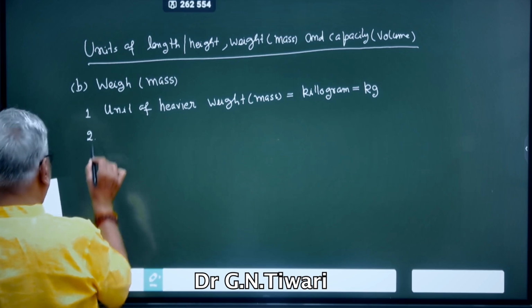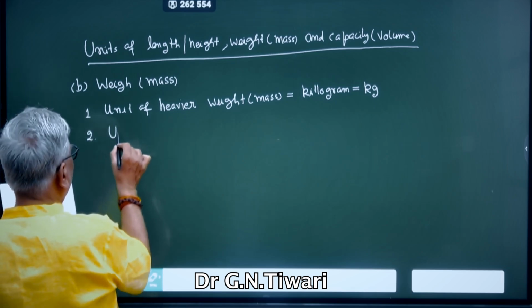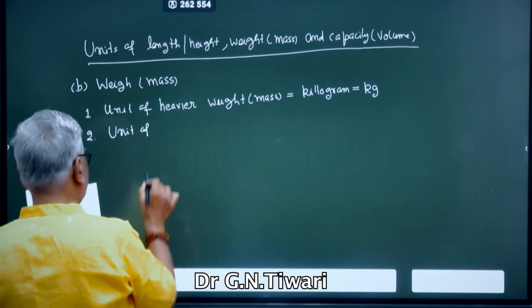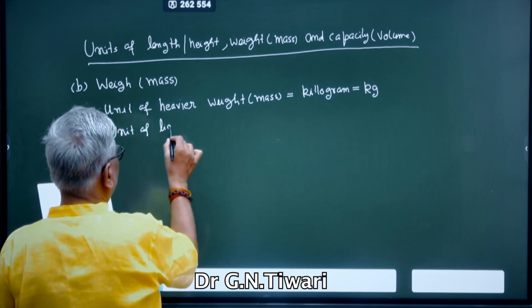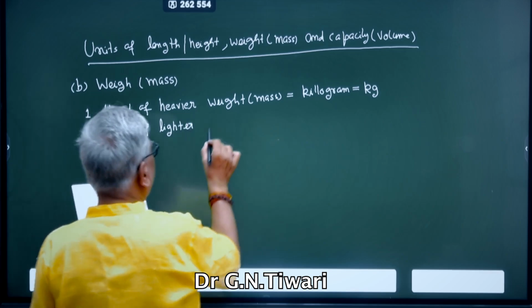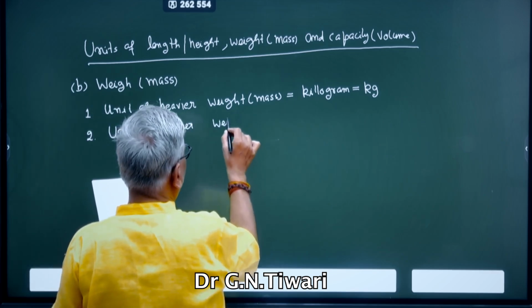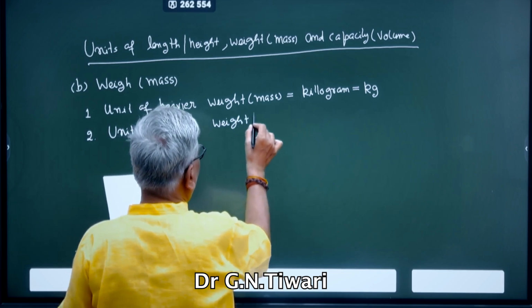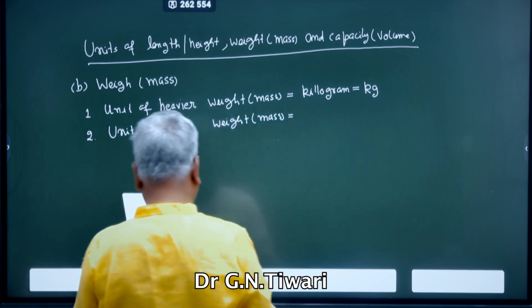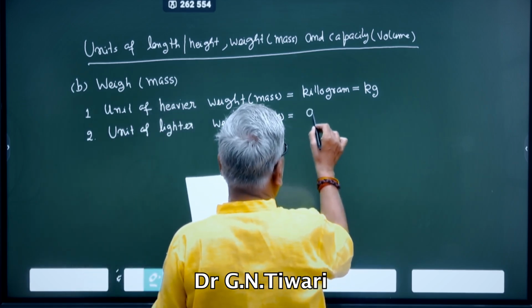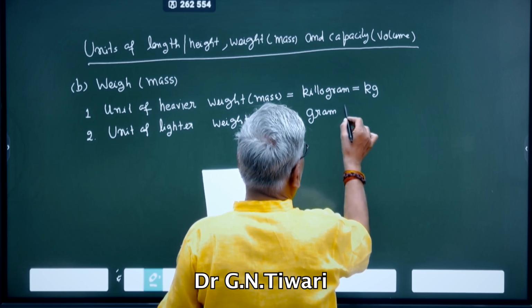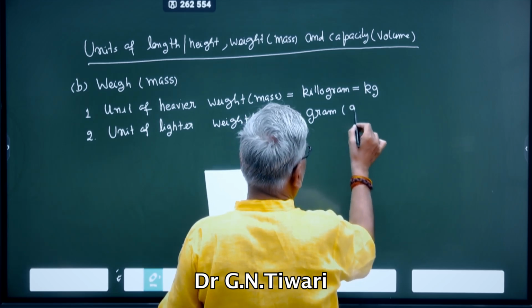Second, unit of lighter weight or mass is equal to gram. In short, it is g.